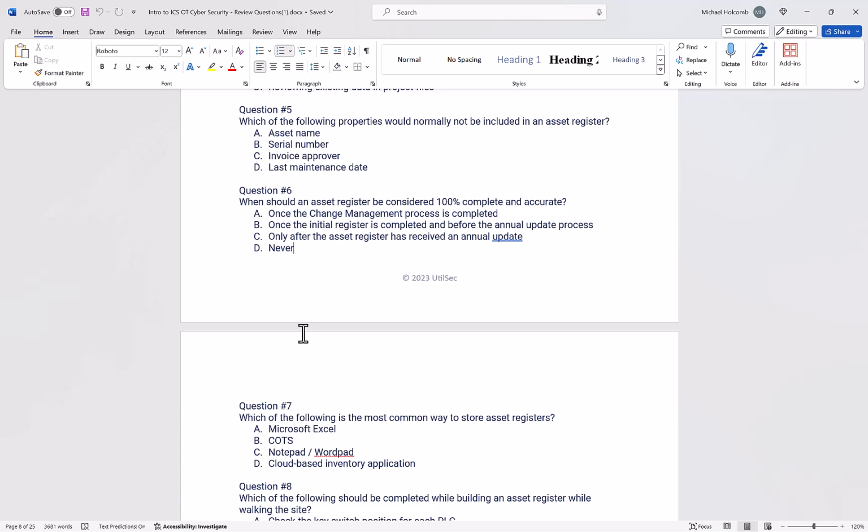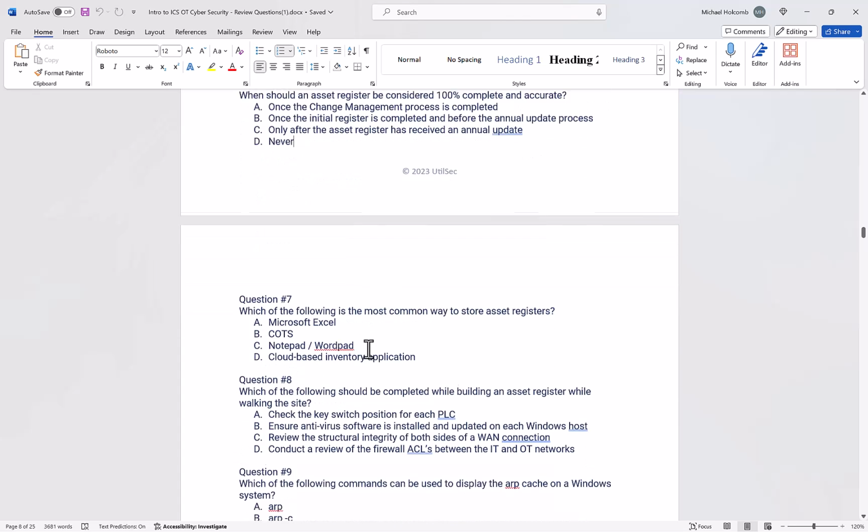But the whole point is the network's going to change. Now, it doesn't change as often in ICS and OT as it does in IT, for sure, which makes it, in some ways, much easier to defend. But again, I'm never going to assume it's 100% complete. We're always going to strive for 100% completeness, but never assume it's 100% complete. So question 6, the answer is D, as in dog.